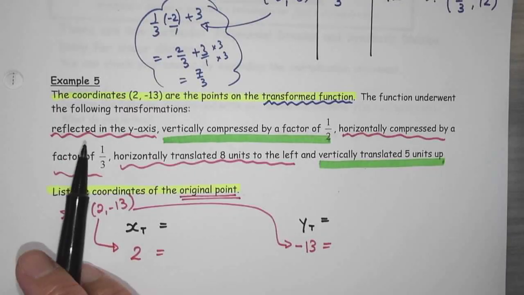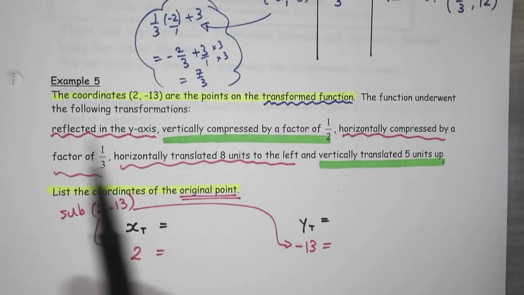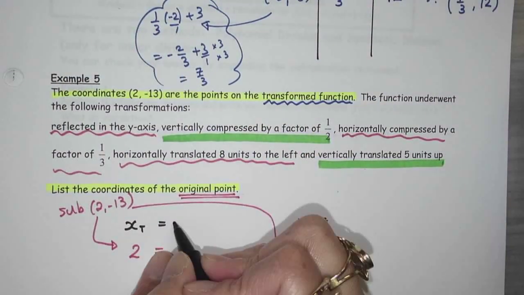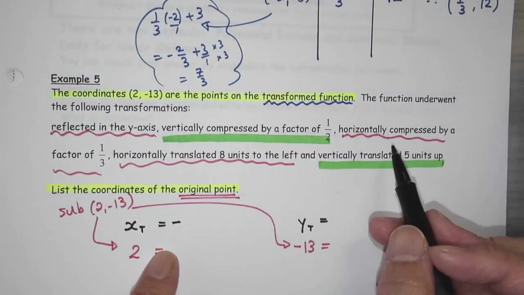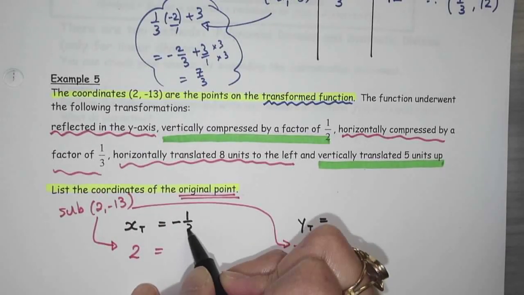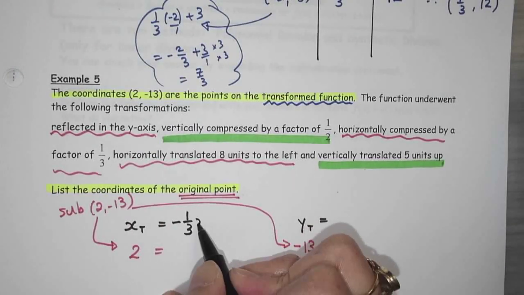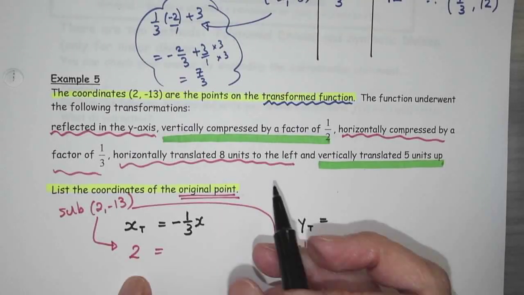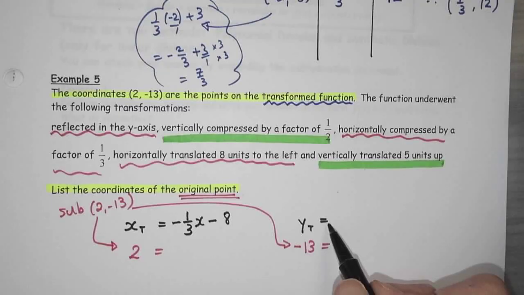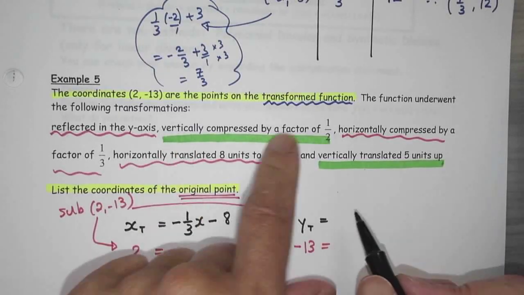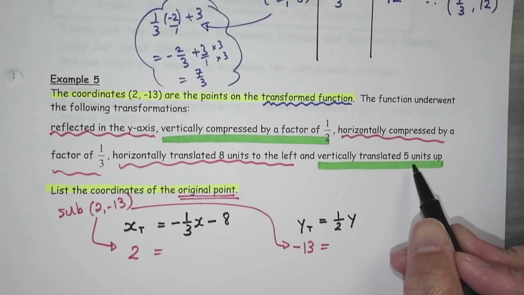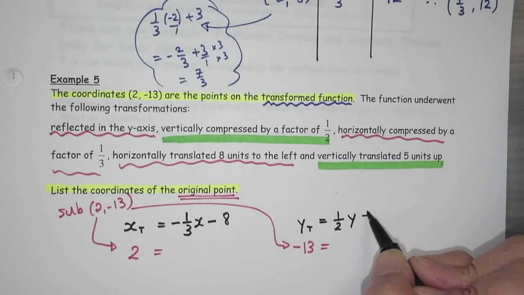Okay, so reflection in the y-axis means this way. You're flipping it left to right, so that is negative here. Horizontally compressed by a factor of 1/3, so 1/3 stays here. And left 8, so minus 8. Here, compressed by a factor of 1/2, so 1/2 y, and 5 units up, so plus 5.